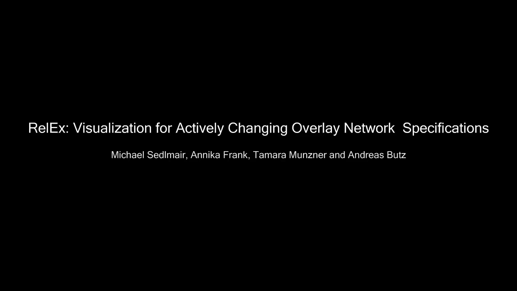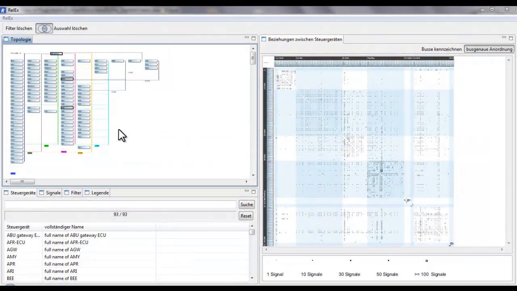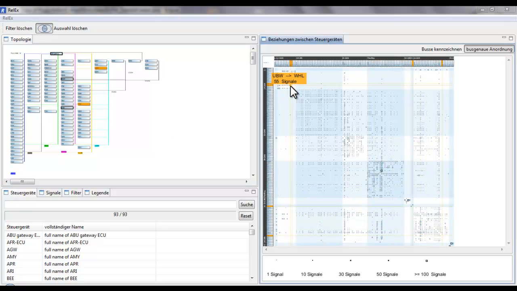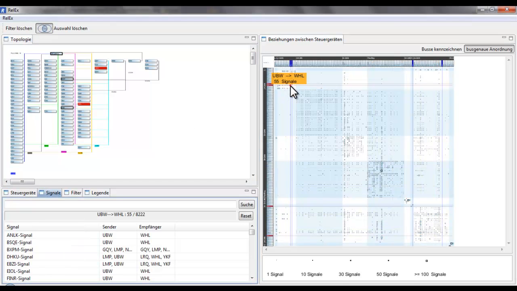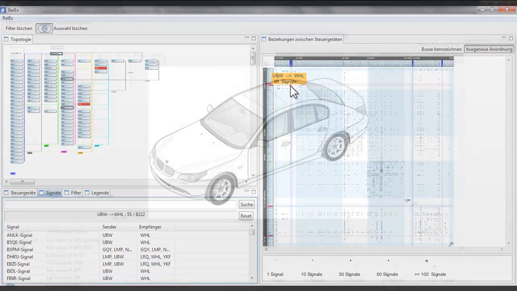In this video, we present RelEx, a system for visualizing in-car specification data. RelEx is a careful combination of traditional domain representations enriched with novel visualization and interaction techniques.